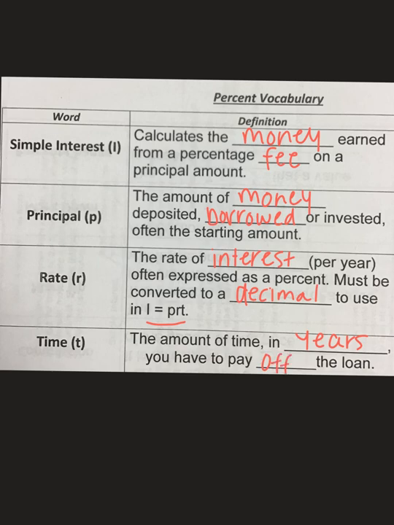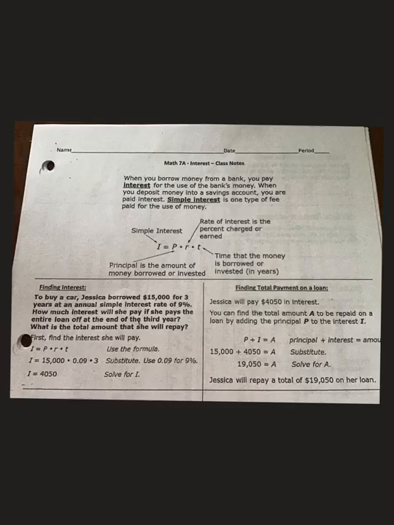So go ahead and flip to the second sheet, but please keep this out so you can refer back to it as I go through these vocab terms within the problem. Okay, so now looking at the second paper, we're going to go through an example problem. At the top is our formula for finding interest, and they break down the parts for you.